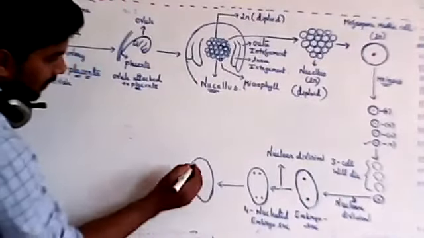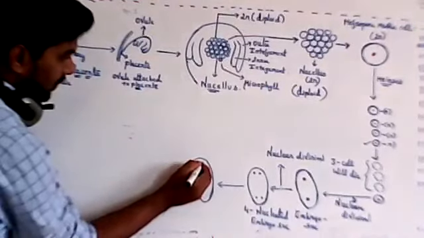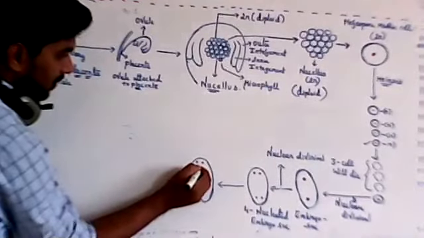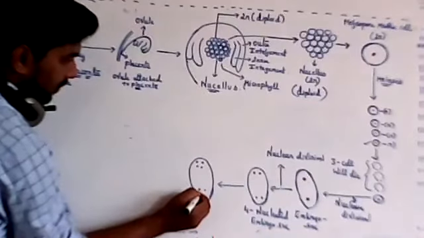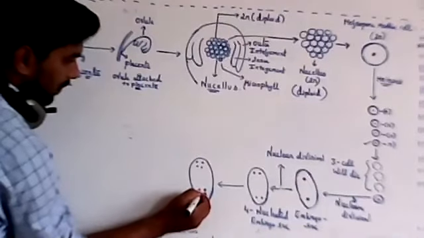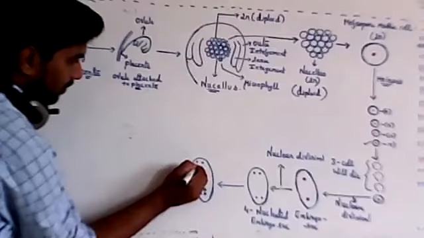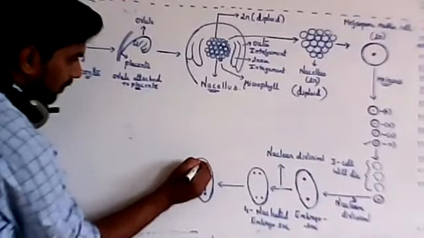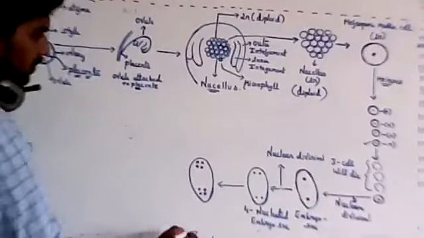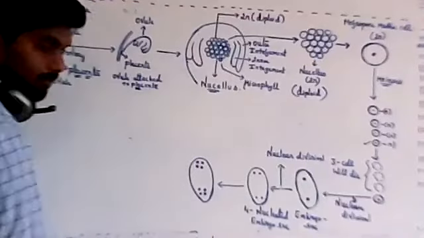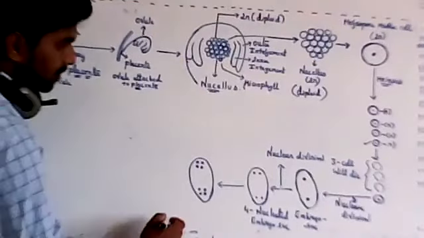Again that 4 nuclei will divide and give rise to a total of 8 nuclei. So 4 will be arranged on the top and 4 nuclei will be arranged at the bottom. Fine. So this is called an 8 nucleated embryo sac.